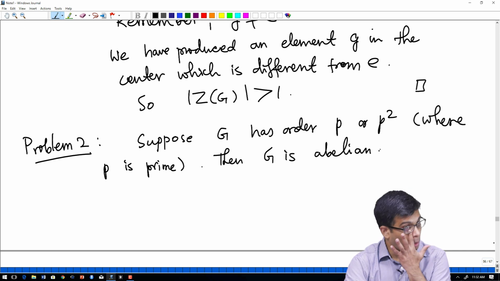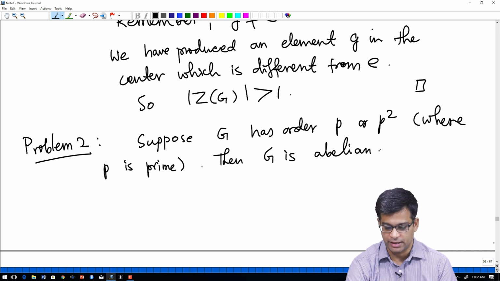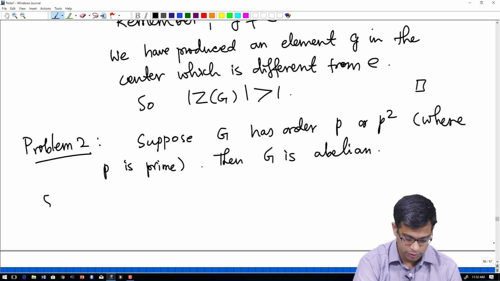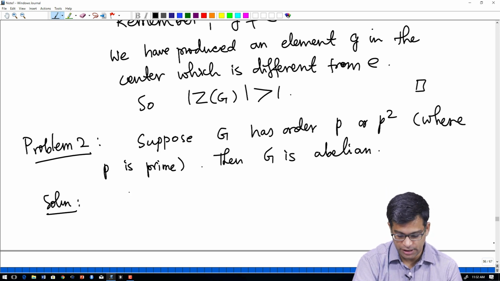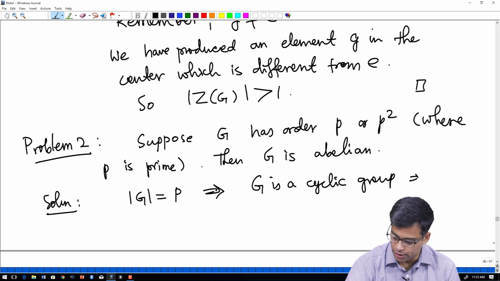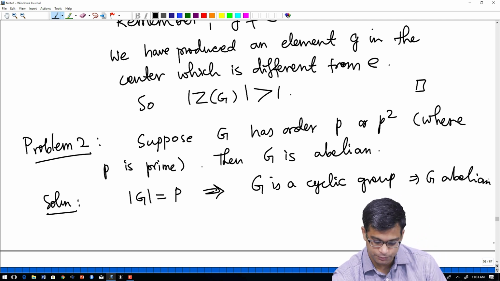So, it is not true that p-groups are abelian; all we know is that their center is non-trivial. So, there are non-identity elements in the center, but if the order is either p or p squared, the center is everything. In other words, the group is abelian. So, if the order of G is p, then G is actually a cyclic group, which implies G is abelian, right. There is nothing new here, we have seen this before.